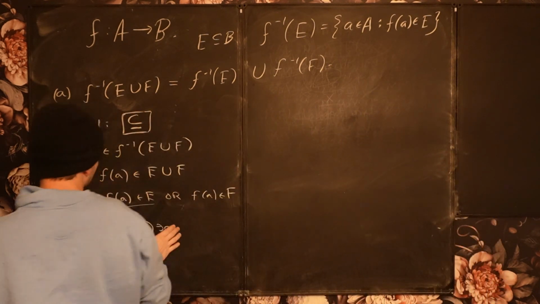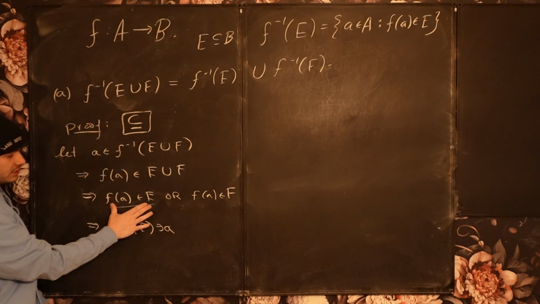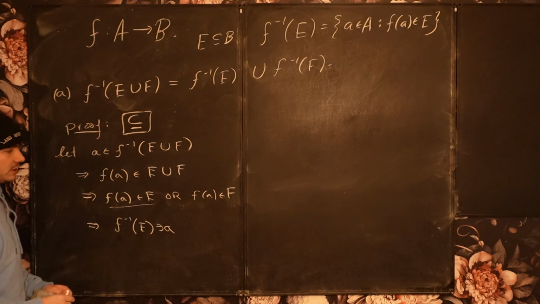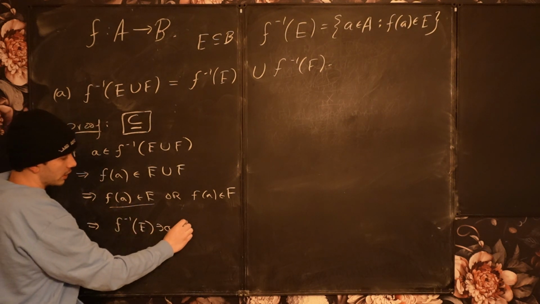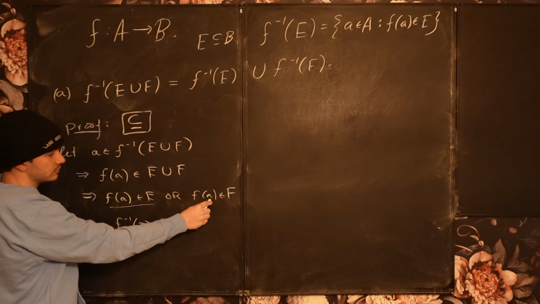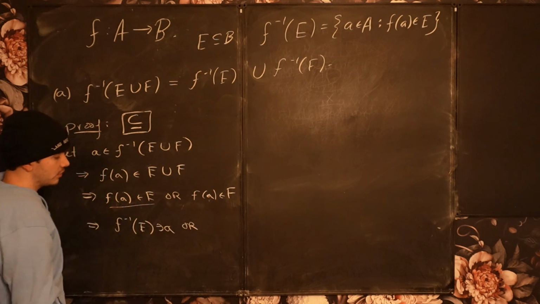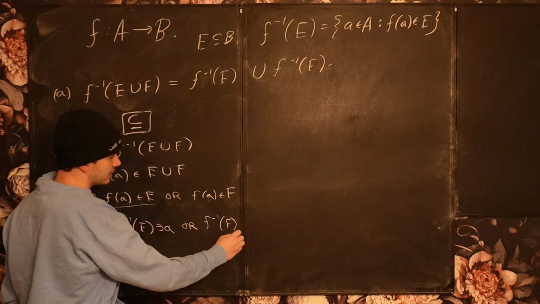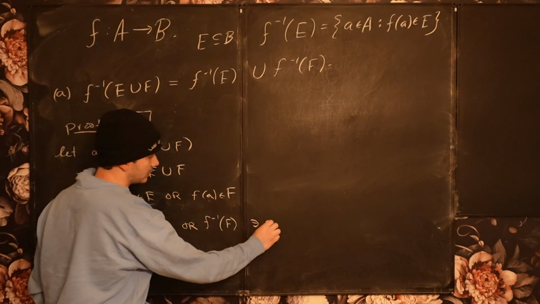Here I have f(a) within E, so therefore my point a must belong to the set f inverse of E. So that's this case. Or in this other possibility, f(a) is in F, well then we just have that f inverse of F contains a.